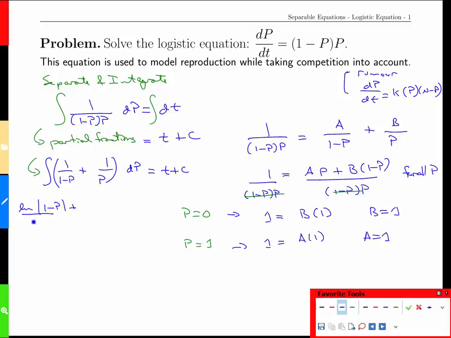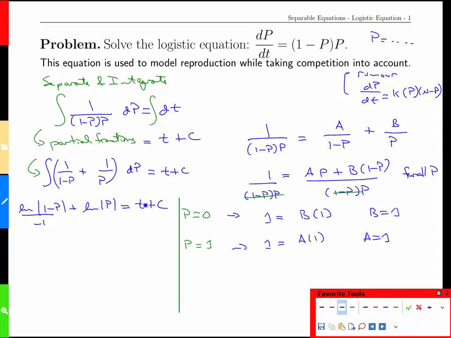Be a little bit careful here. This will give us a -1 because of the negative p. And we also have ln of p equals t plus a constant. Separate those, and we proceed from there.